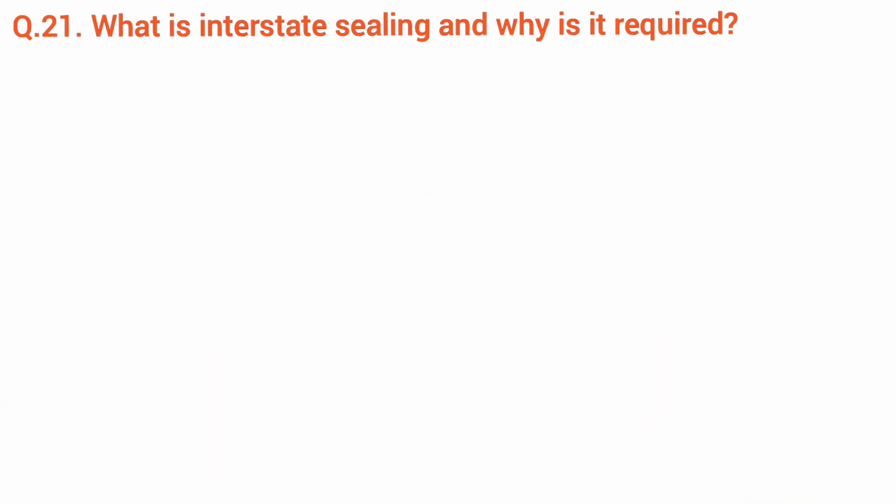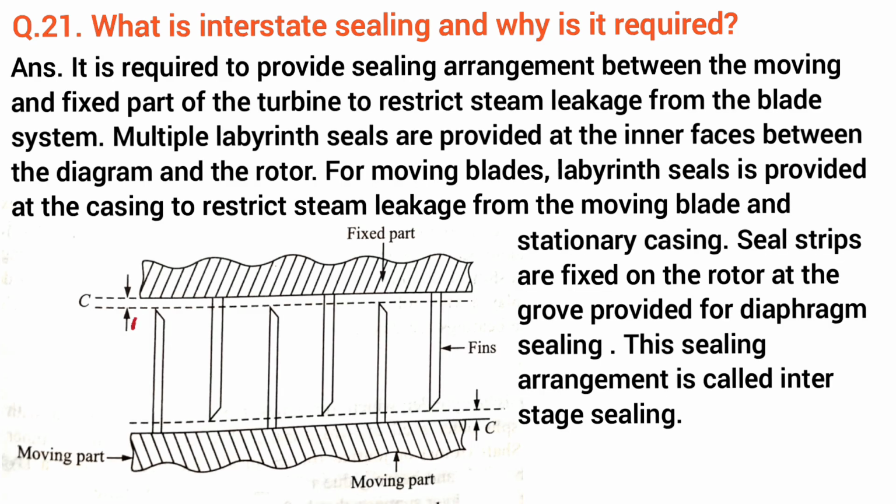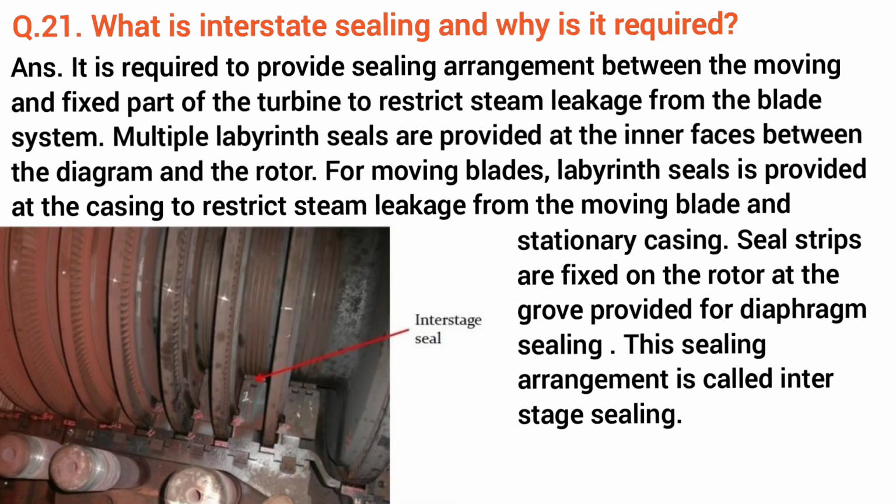What is interstage sealing and why is it required? It is required to provide sealing arrangement between the moving and fixed part of the turbine to restrict steam leakage from the blade system. Multiple labyrinth seals are provided at the inner faces between the diaphragm and the rotor. For moving blades, labyrinth seals are provided at the casing to restrict steam leakage between the moving blade and the stationary casing. Seal strips are fixed on the rotor at the groove provided for diaphragm sealing. This sealing arrangement is called interstage sealing.